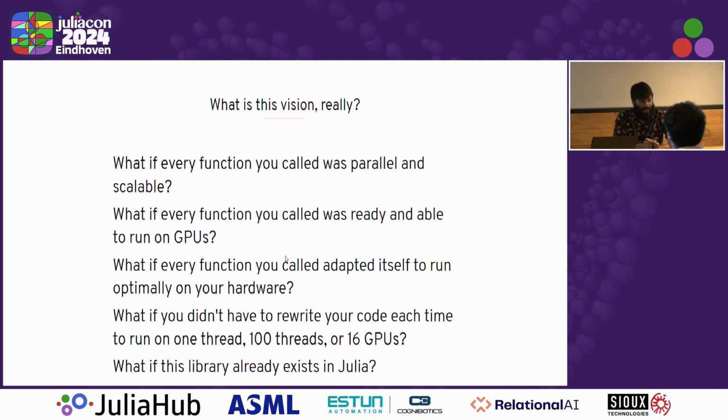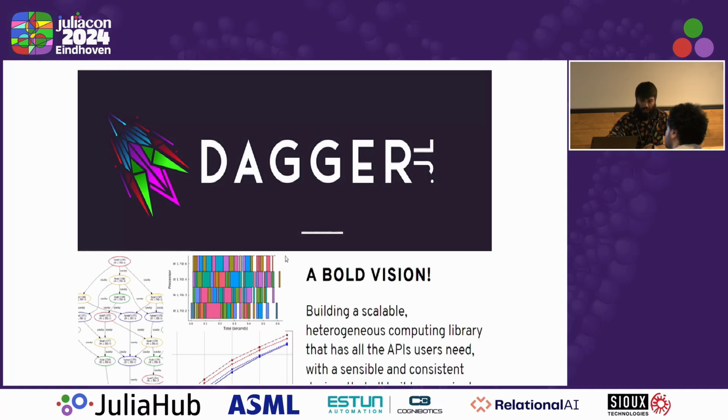What if you didn't have to rewrite your code again and again and again for different hardware setups? Users have different setups, and we want our code to work great everywhere. And what if this library already exists in Julia? So my assertion is that's Dagger. It's bold, I know. We're, as this says, building a scalable, heterogeneous computing library that has all the APIs that users and package authors need, with a sensible and consistent design that all builds on a simple task API.